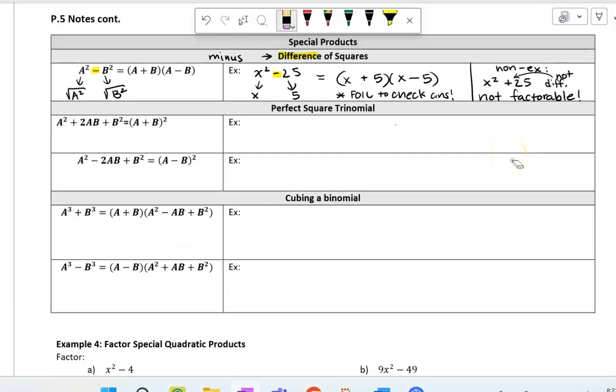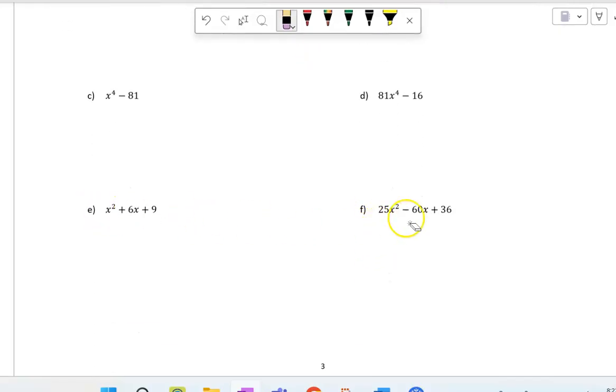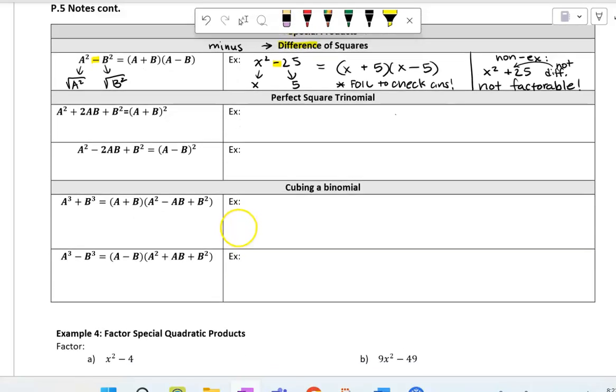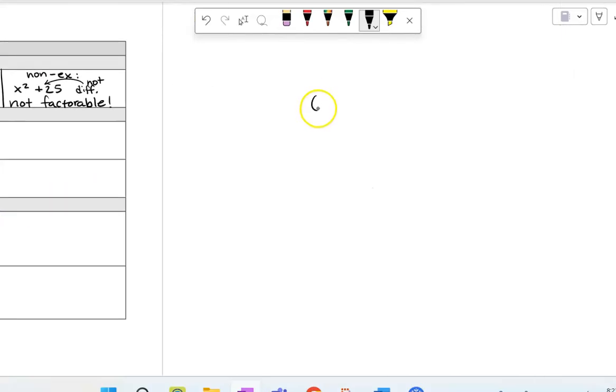Okay, the next pattern I want to show you is called a perfect square trinomial, which in reality you don't need to memorize, because if you take a look at these problems, E and F, these are going to be perfect square trinomials, but you really could factor them by grouping if you wanted to. But I'll show you the pattern to make it faster for you if you want to use it. First, though, I want to show you off to the side how it works.